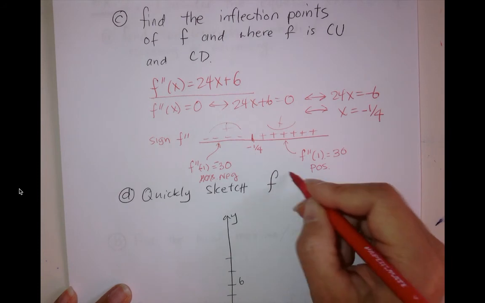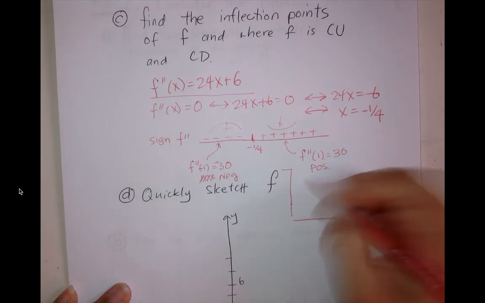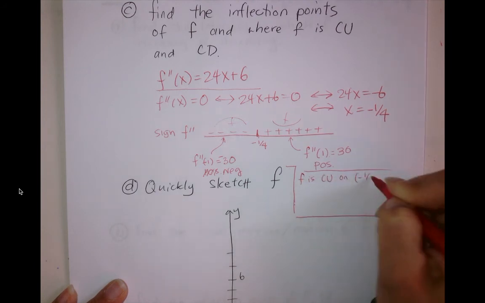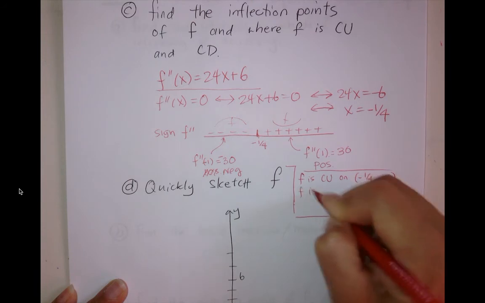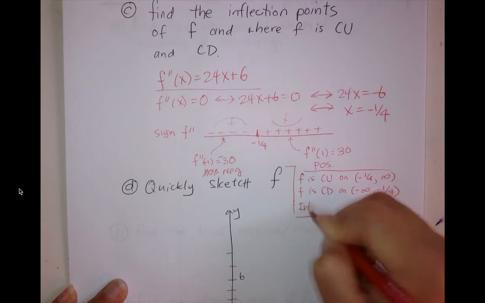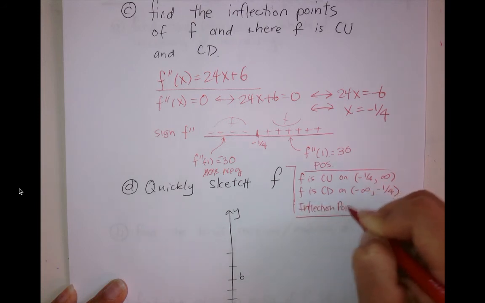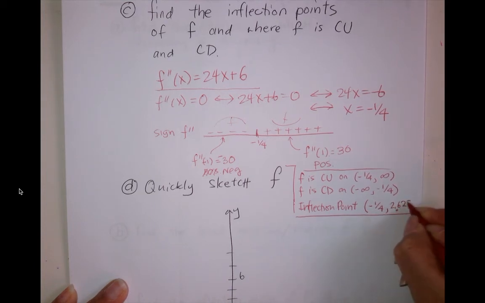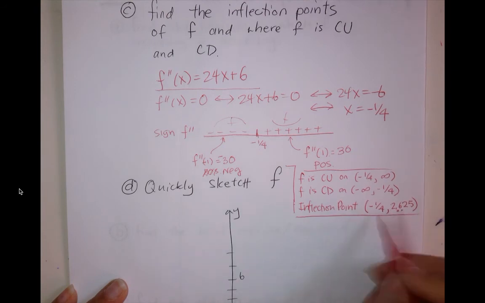So let me just write that down here as an answer. F is concave up on this interval. F is concave down on this interval. And we have an inflection point at -1/4. I know I plugged this in before, but f of -1/4 is 2.625, around there. Make sure to plug this into f, not into f prime or f double prime, to get your inflection point, because this is a point on the graph of f.